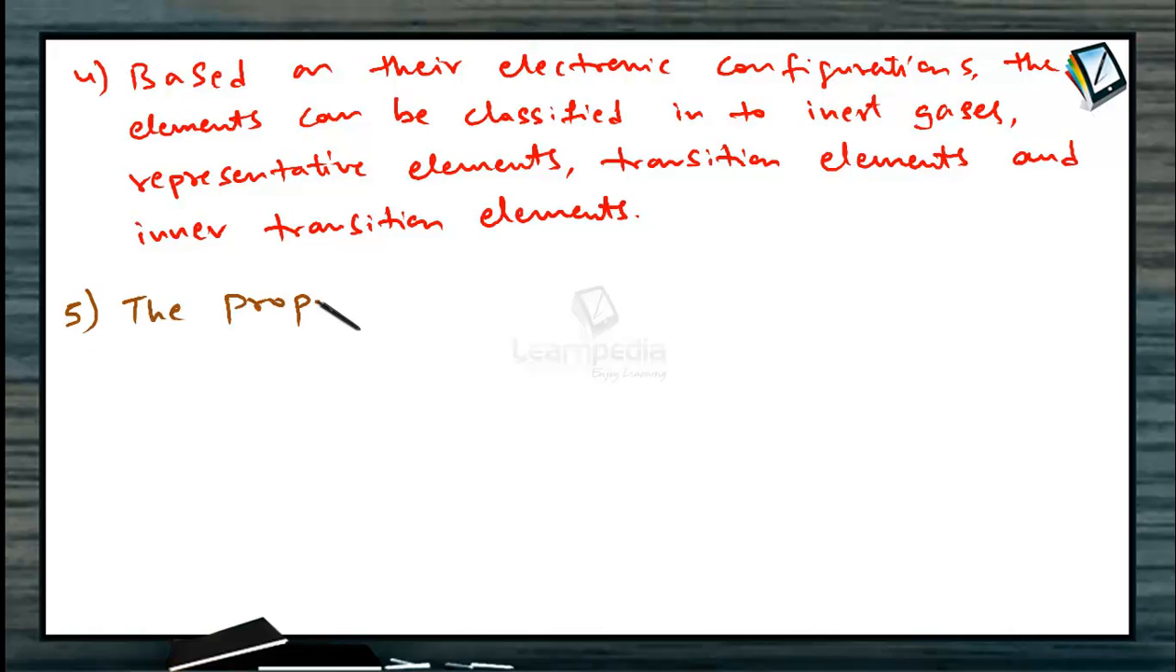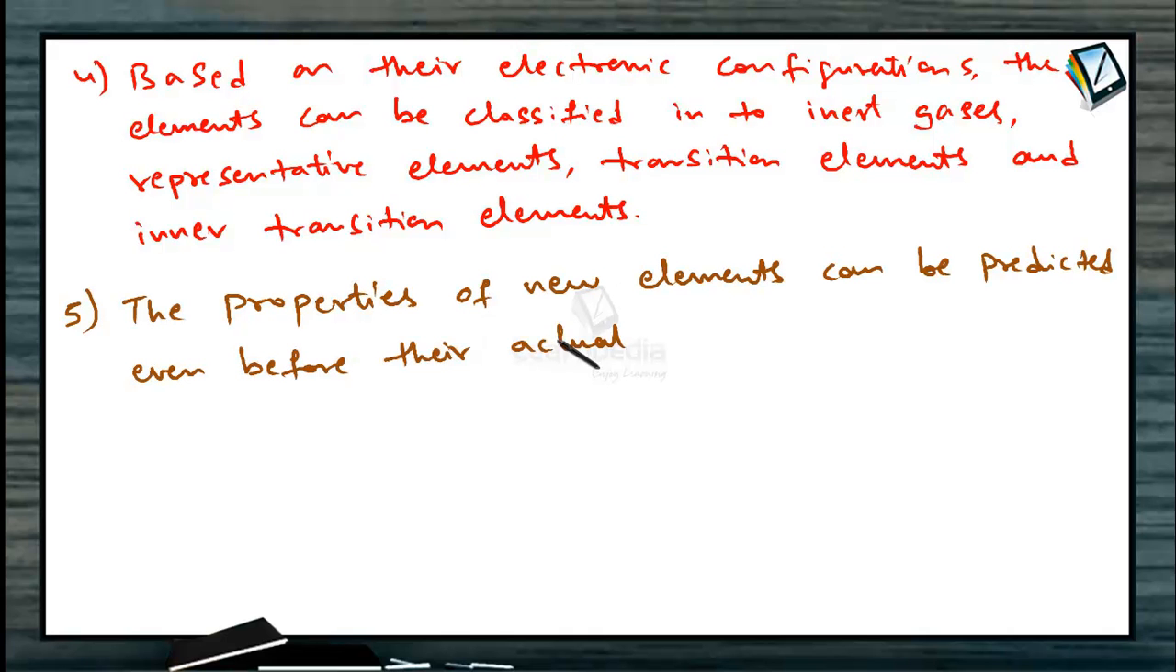The next one, the properties of new elements can be predicted even before their actual discovery. Because we already know the concept that those elements which are in a particular group possess similar properties. So if any extra element is discovered in future, definitely we can predict its properties in advance.